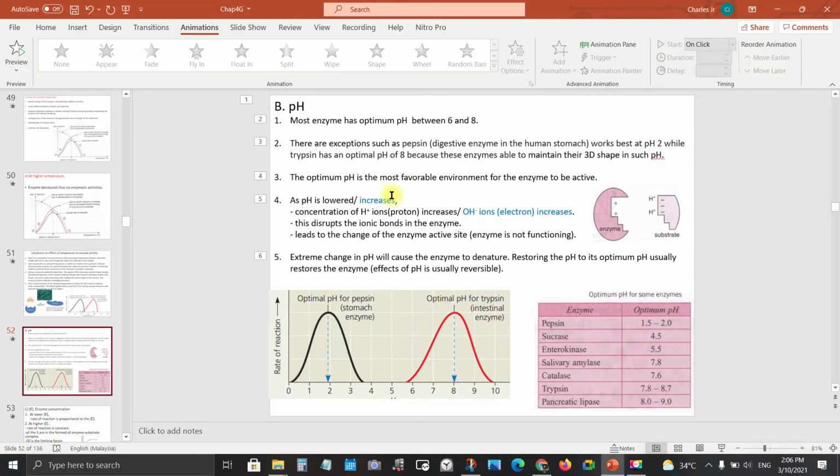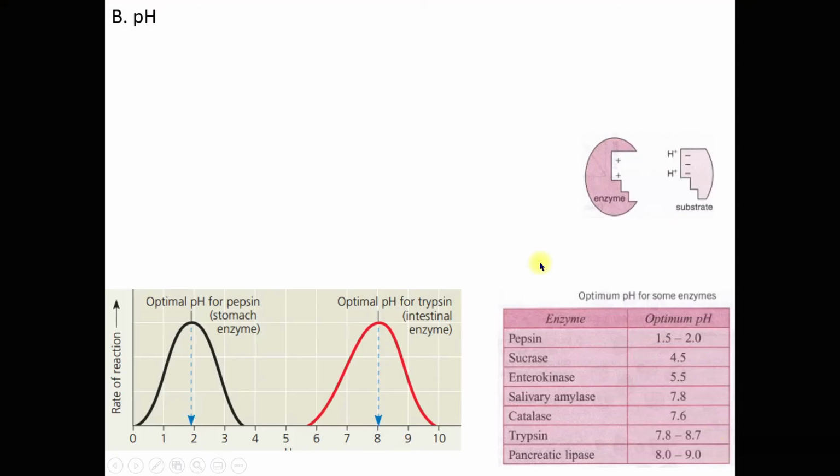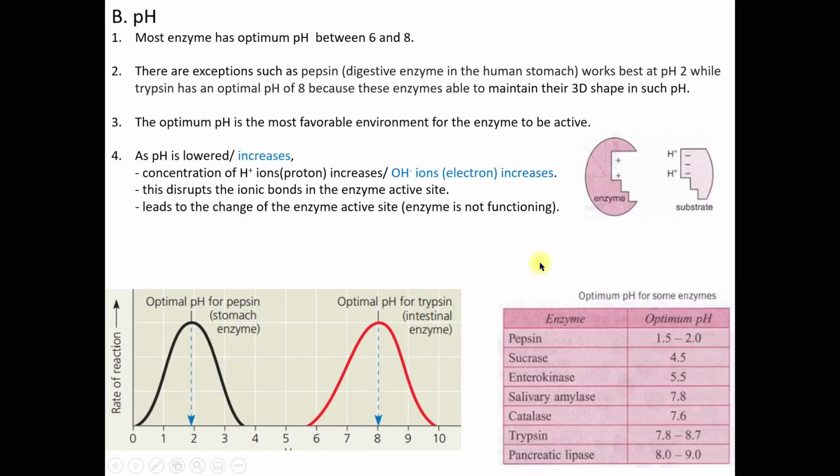Okay, so I need to add here in the enzyme active sites. So when the ionic bonds in the enzyme active site are already disrupted, what will happen to the enzyme active site? Obviously it will change, and this will ultimately cause the enzyme to not function.